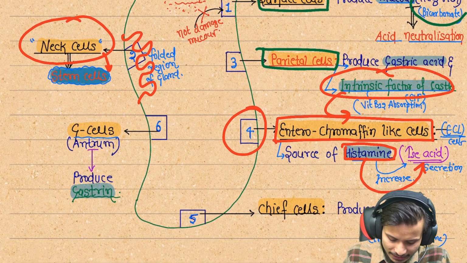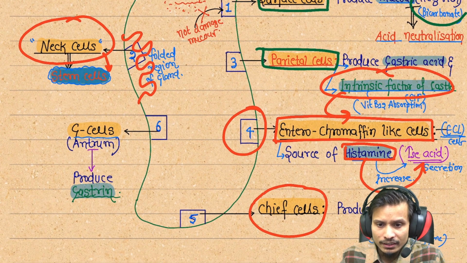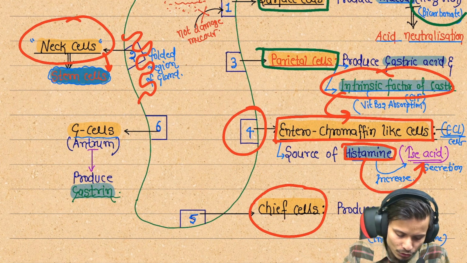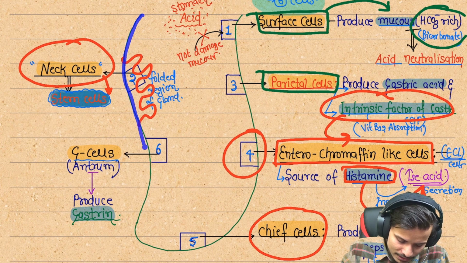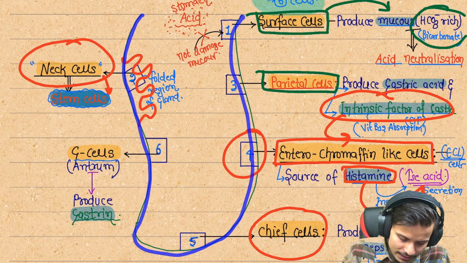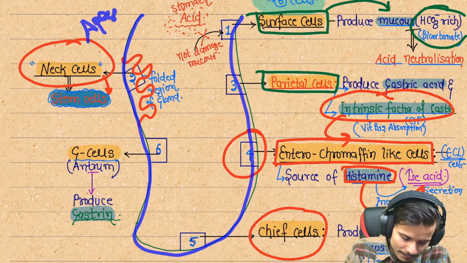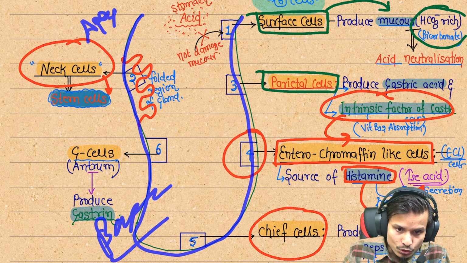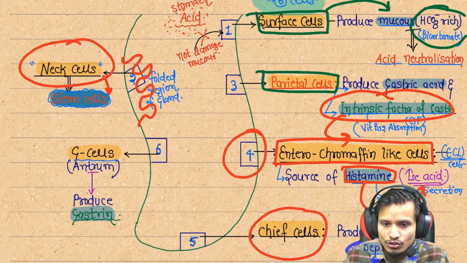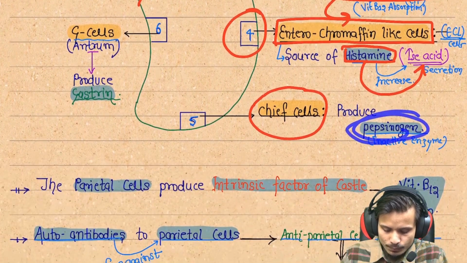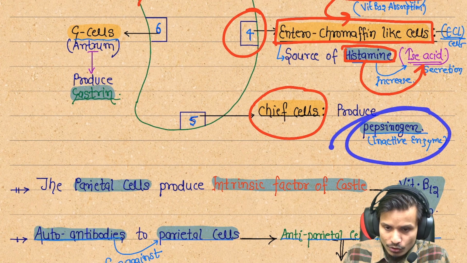Next, fifth, we can see there is a chief cell. Chief cell is present at the base of the gastric gland. What is this structure? This is our gastric gland, and this is the apex, and here we can see the base. The base contains the chief cell, and the chief cell is going to produce pepsinogen.